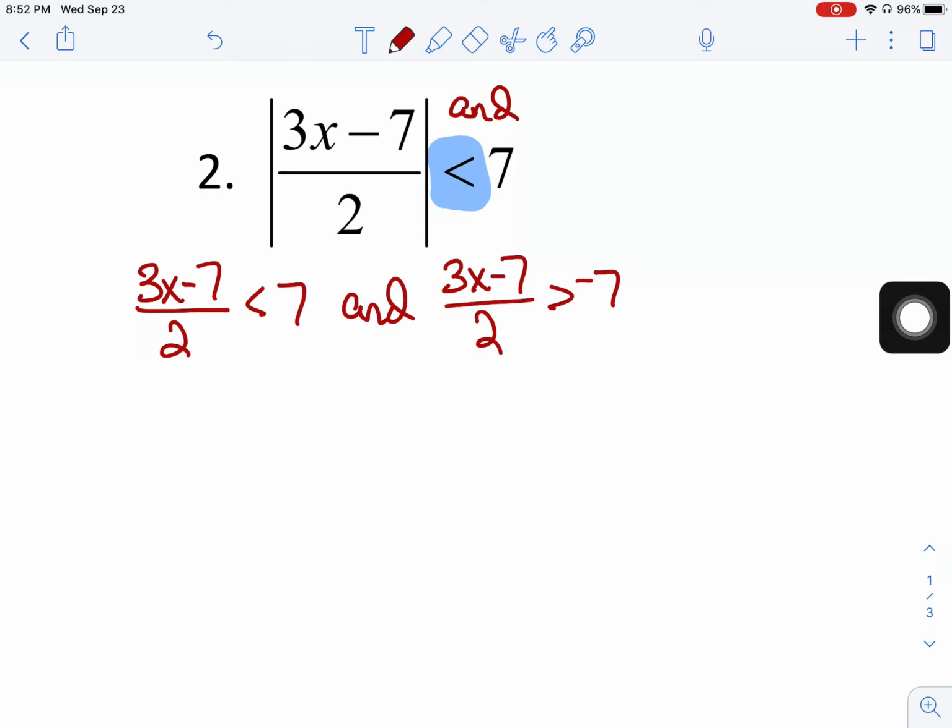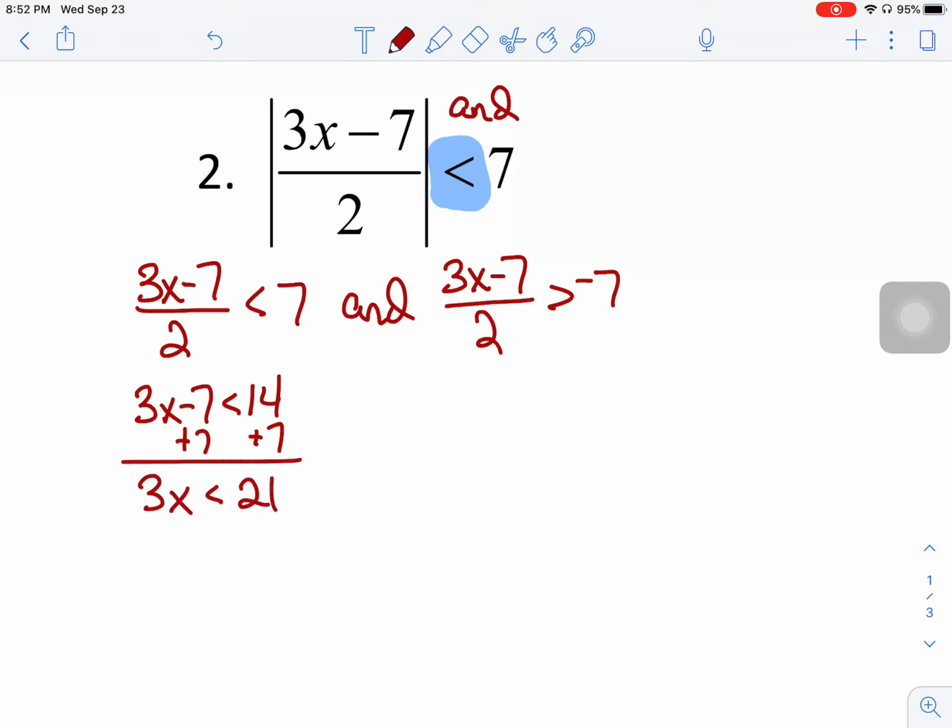Solve both of these. So I'm going to multiply by 2, so 3x minus 7 is less than 14. I'm going to add 7 to both sides. So 3x is less than 21, x is less than 7. Okay, so that's one of them.